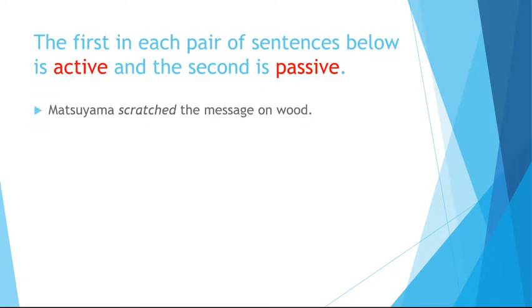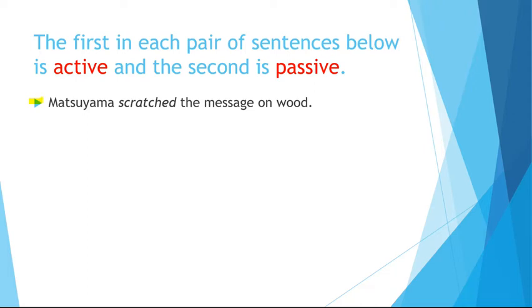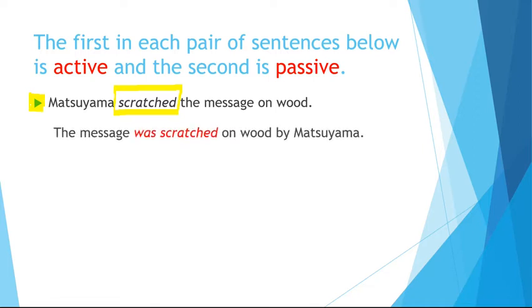More examples from different sources. Look at this example. Matsuyama is the person's name, a Japanese name. Matsuyama scratched the message on wood. Looking at the verb, scratched is in the past simple ending with ed. So the passive will be different from the previous examples. When changing into passive: the message was scratched on wood by Matsuyama. So here, what did we add? We added was, because it's in the past simple, then scratched.